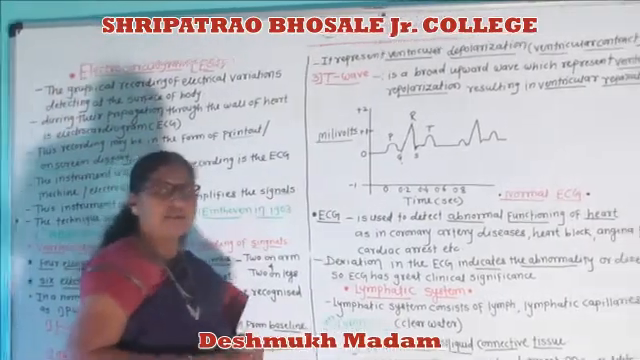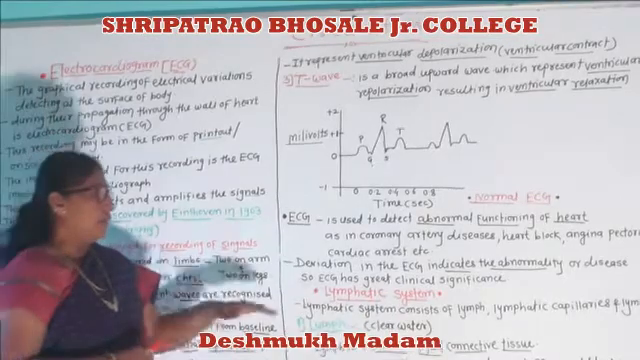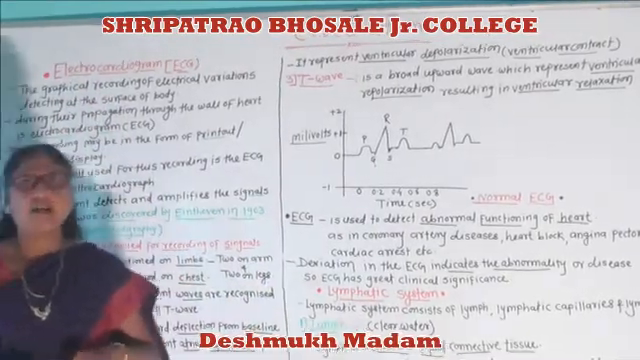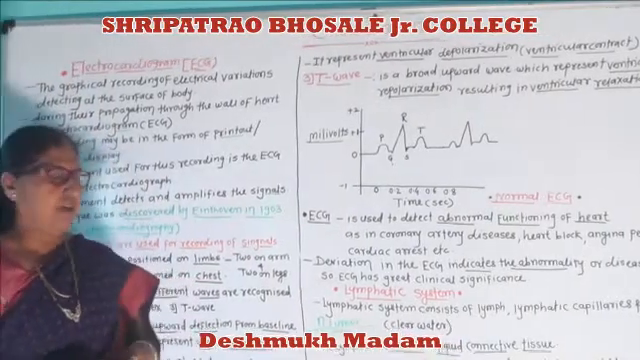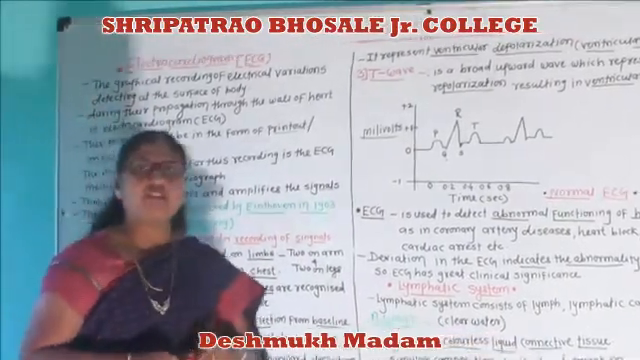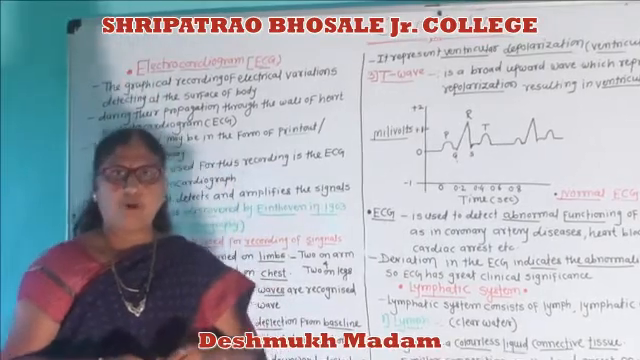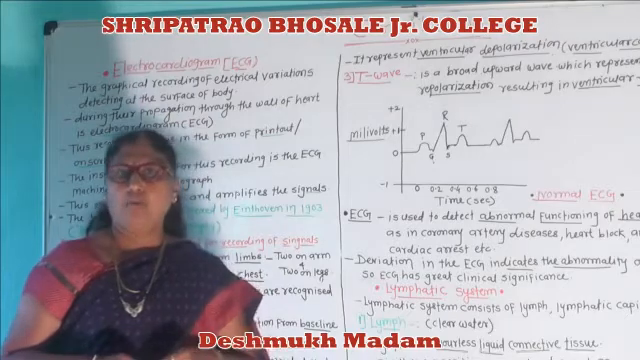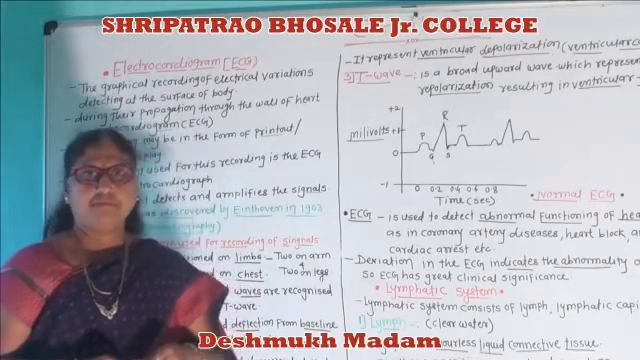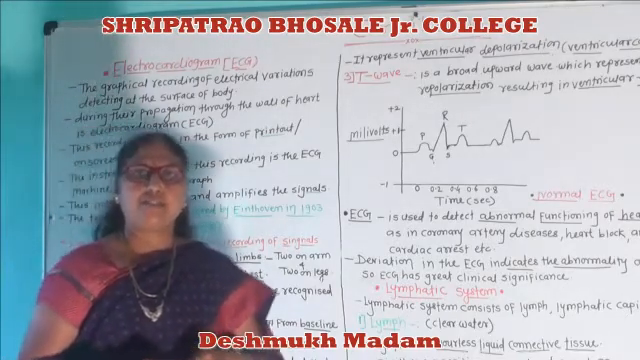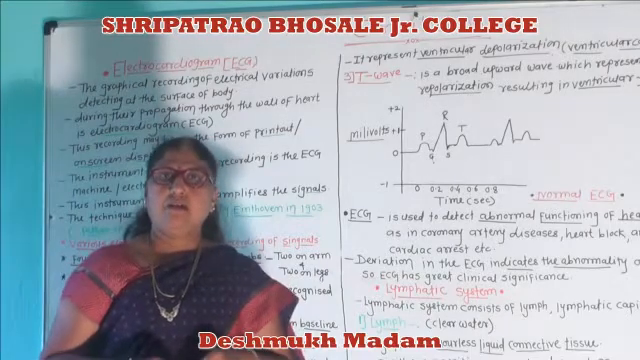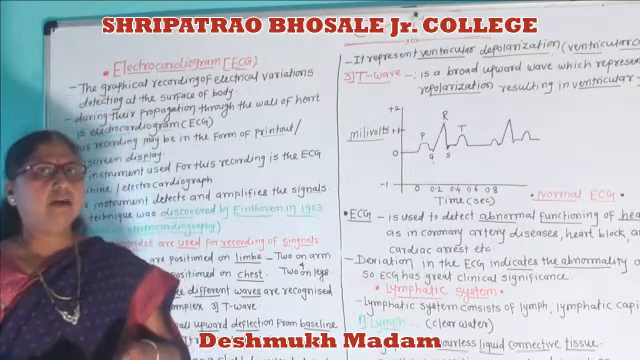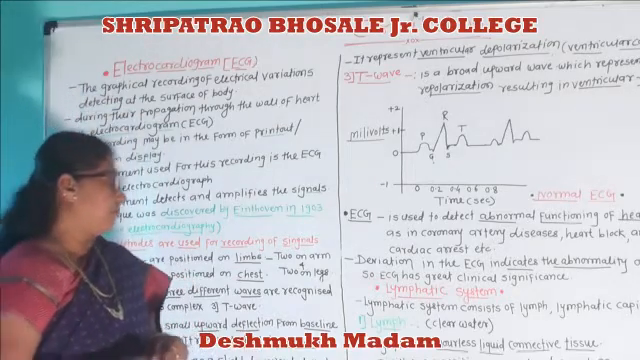Then the next point is the lymphatic system. The lymphatic system consists of four components: first is lymph, second is lymph capillaries, third is lymph vessels, and fourth is lymph nodes.